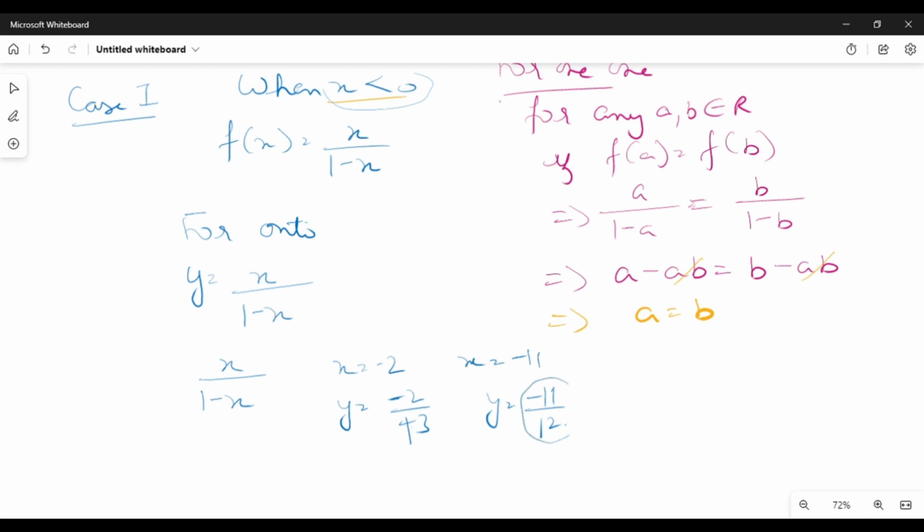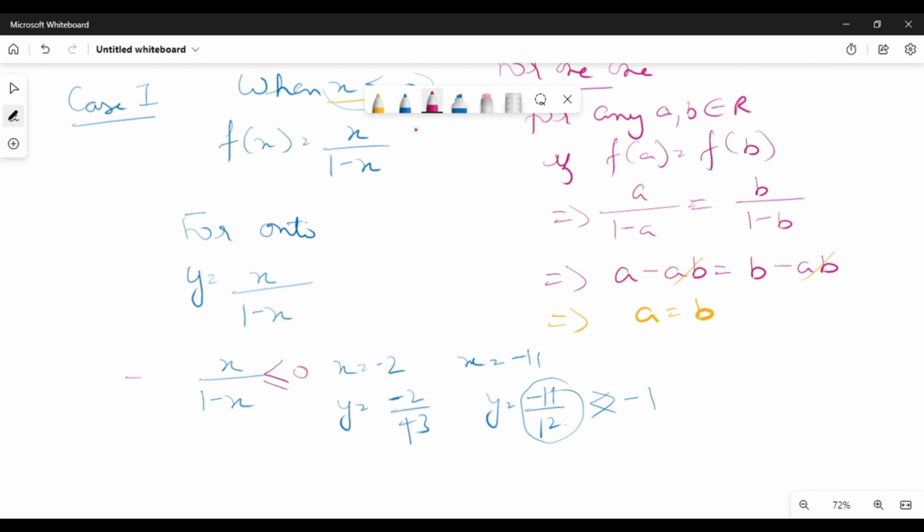Now this value, minus 11 over 12, is always less than minus 1. Sorry, it is always greater than minus 1 and it is less than 0. It means this value, x over 1 minus x, lies between minus 1 and 0. Can minus 1 be its answer? If we put 0 here, then it is 1. Minus 1 is not possible, so minus 1 is not possible over here.